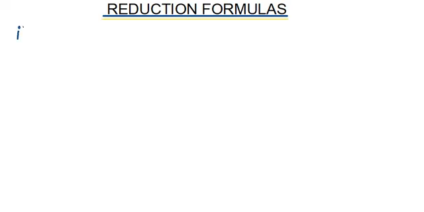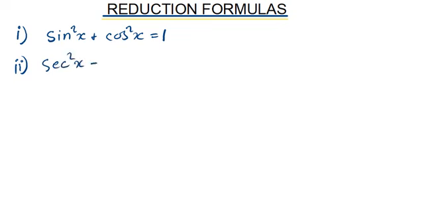Okay, so let's say the first one is one that almost all of us are familiar with, where sine squared of x plus cosine squared of x is equal to 1. Then the second one is something like sec squared of x minus tan squared of x is equal to 1 as well.